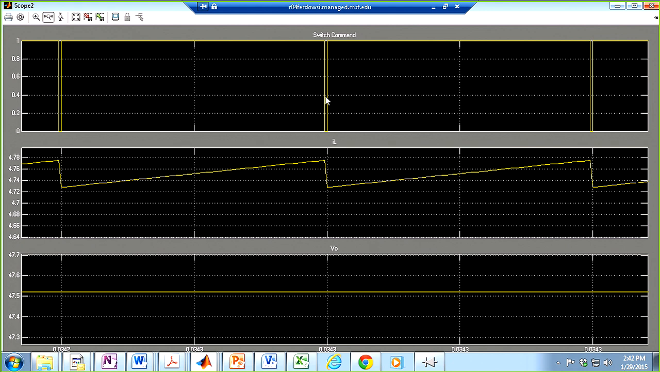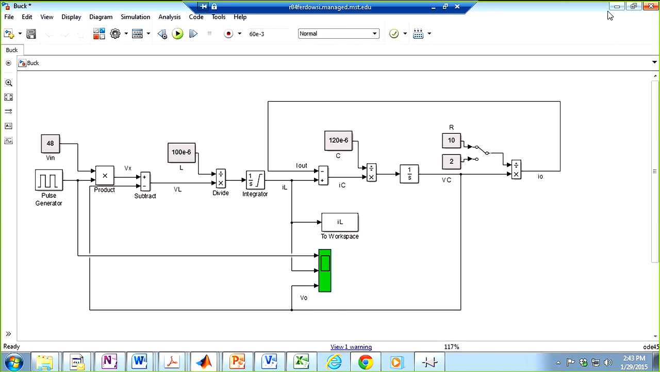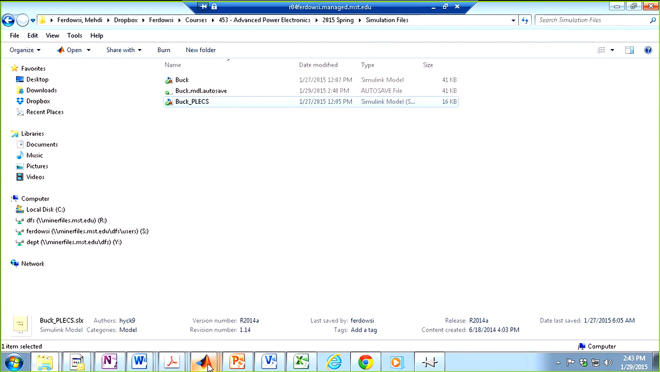Other questions? Okay. So this was all about Simulink. Later on, if I'm expecting you to simulate something, I will specify if Simulink-based simulation is acceptable or a Plex-based one. So let's look at the Plex-based one. In Plex, obviously, you can see your converter.